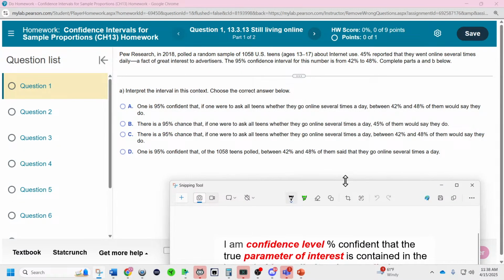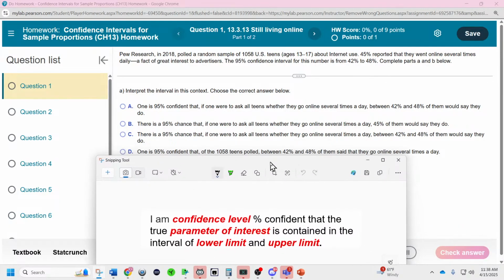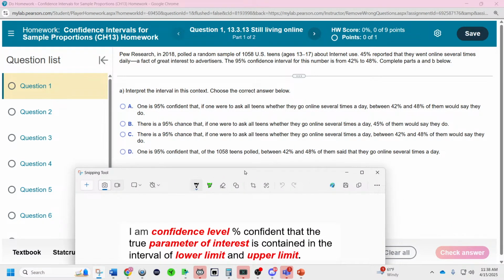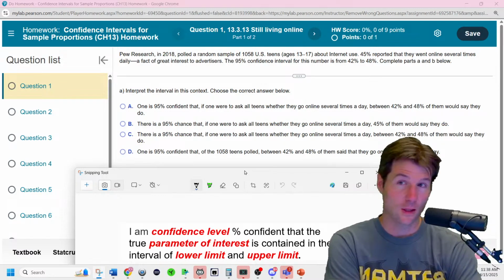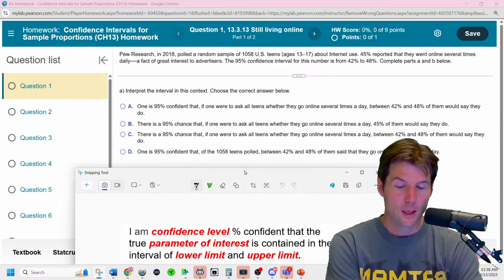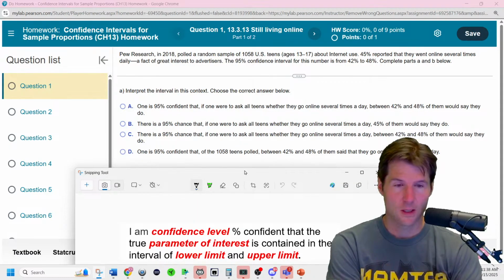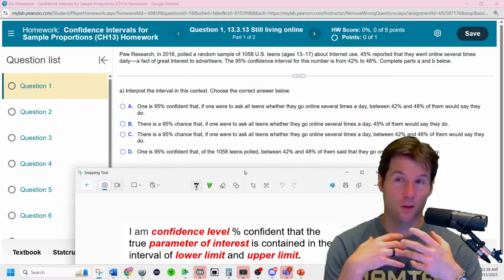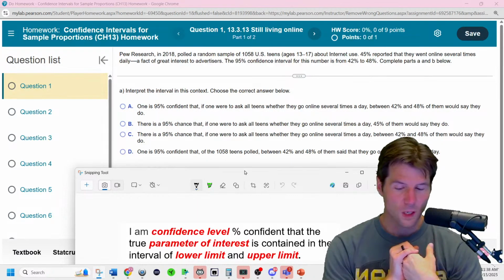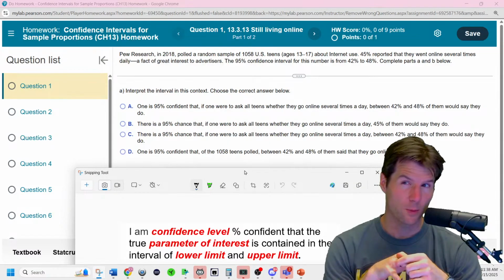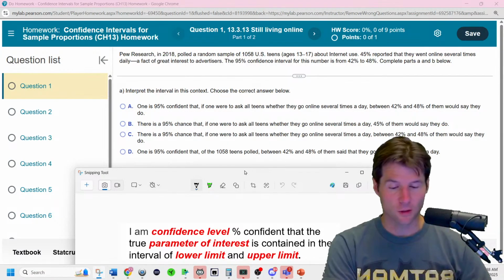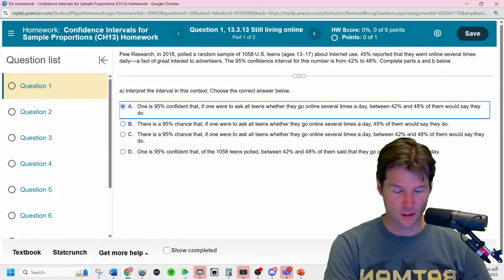They say 1 is 95% confident. That's very close to I am. So 1 is 95% confident that the truth, and what is the truth? It's going to be all teens, not from the sample, because that's just the estimate. We're trying to understand what percent of teens are online pretty constantly. We estimate somewhere between 42 to 48%, and we're 95% confident that the truth for all teens is contained in that interval.